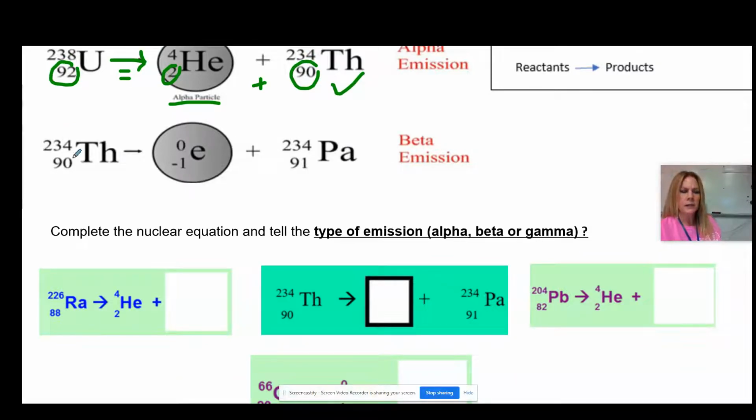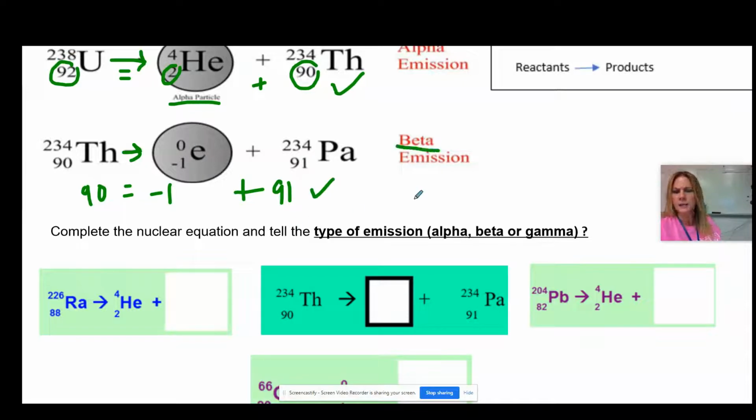Then the next one, 234 equals, because here's the arrow. Does 234 equal 0 plus 234? Yes, it does. Okay, then the same thing on the bottom. 90 has to equal, and now let's look closely at this one because that's a negative one, and you need the negative, plus 91, right? 91 plus negative 1 equals 90. Yes, it does. Okay, so everything obeys the law of conservation of matter.